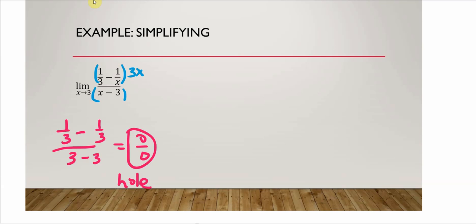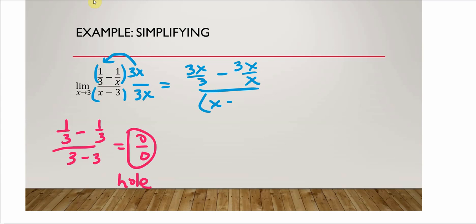So what you multiply to the top, you have to multiply to the bottom, because 3x divided by 3x is 1, and 1 times anything is anything. So that's acceptable. So when I distribute 3x times this, I'm going to have 3x over 3 minus 3x over x, over... now you're going to have this urge to multiply it out. Don't do that. All right, let's not forget that limit here in the front as x approaches 3.